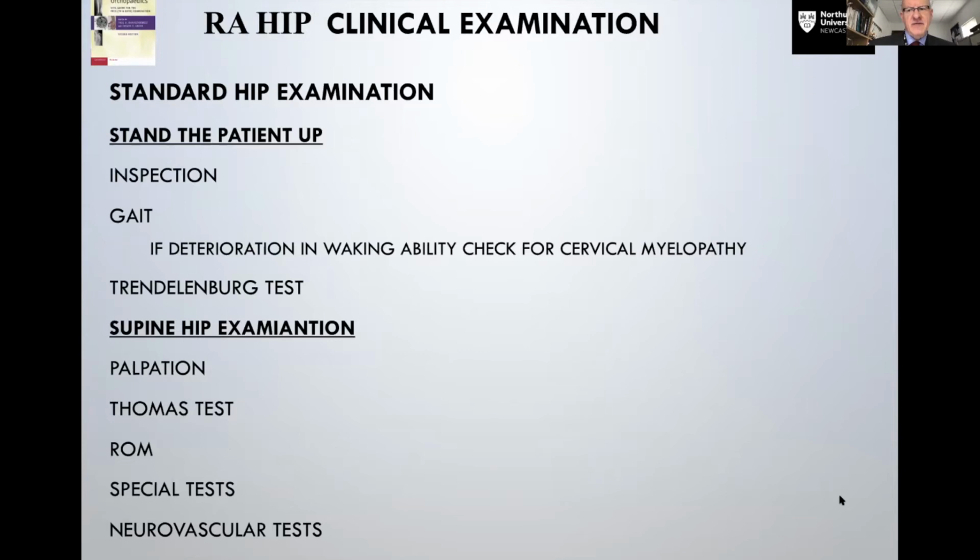It needs to be done very slickly, but the patient may have significant hip disease, and it may be difficult for them to perform this, so don't persevere in this situation. Likewise, supine examination, palpation, Thomas test, range of movement, special test, and neurovascular status.